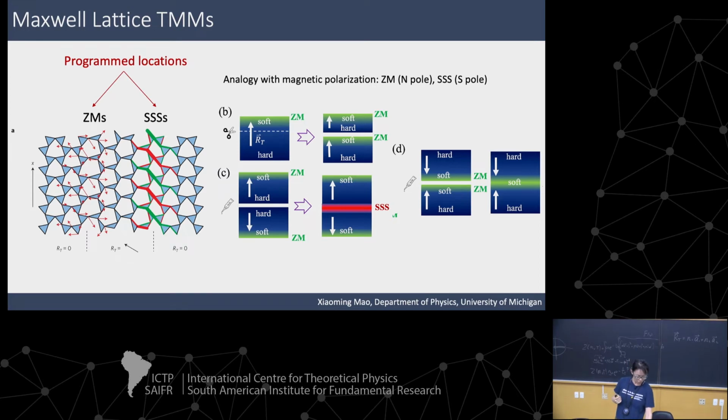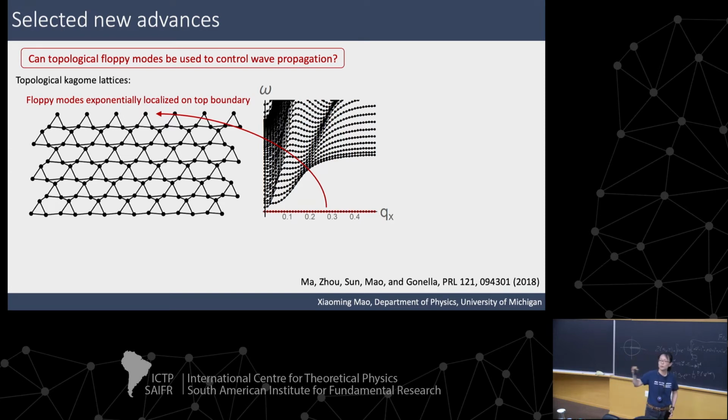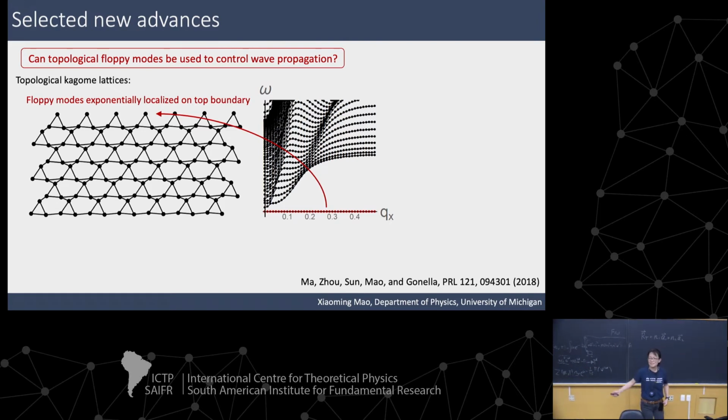So next, I'm going to show a number of more recent works we have been doing along these lines, realizing these in experiments and using these in disordered systems. Okay, so firstly is a work we collaborated on with Stefano Gonella's lab. So the question we want to answer is, can these topological floppy modes actually propagate in space-time, right? So it sounds a little bit non-intuitive because these modes are zero frequency modes, right? They don't have group velocity. How do you make them propagate?